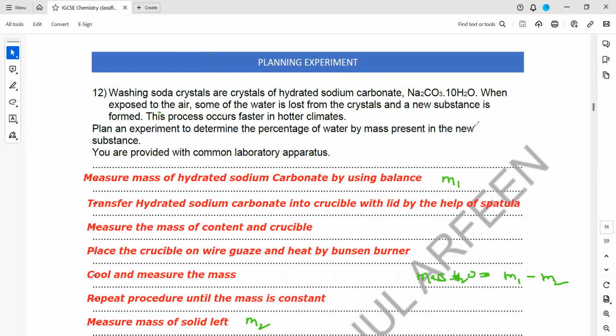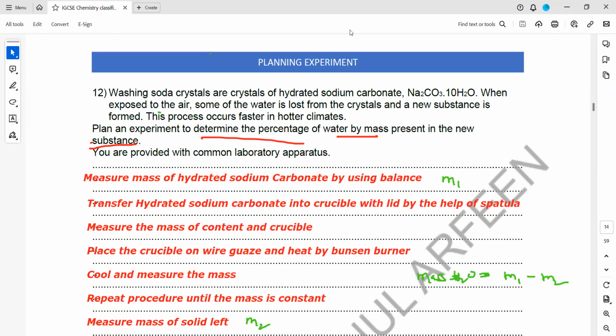And to get the percentage, because we need to plan an experiment to determine the percentage of water by mass present in the new substance, we take a difference to know how much water was released. We took a difference here to know what mass of water is present. And we just multiply the difference in the mass divided by the total mass of the substance times 100, and we get the percentage.